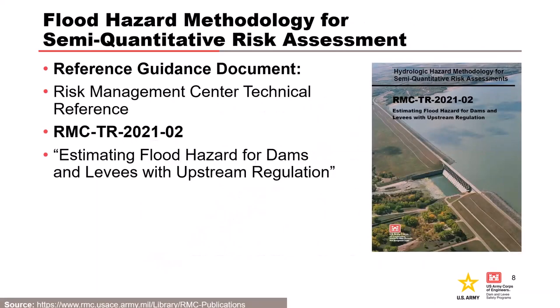This is a really great reference that the RMC put out for dams and levees that have upstream regulation. It's called Estimated Flood Hazard for Dams and Levees with Upstream Regulation, and it's found in the publications section of the RMC website. It has a lot of great guidance for the development of unregulated inflow data sets to a dam or levee, and the development of stage frequency curves applicable to a system with upstream regulation. It covers from A to Z how you go about obtaining your data and coming up with an estimate of the hydrologic hazard.